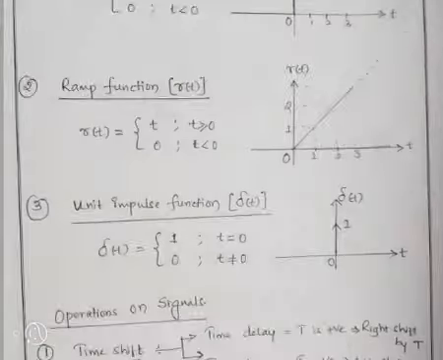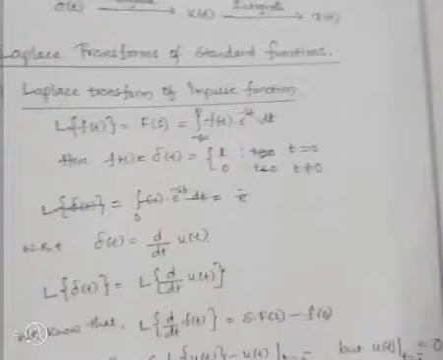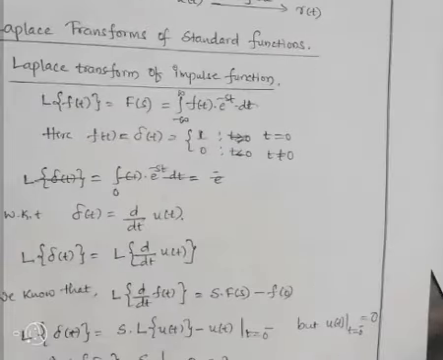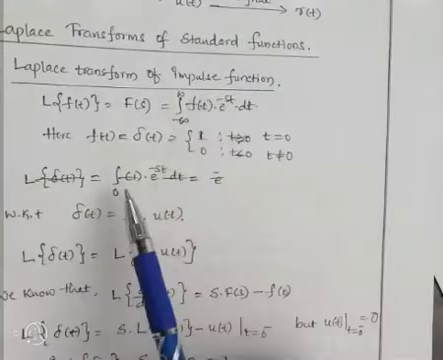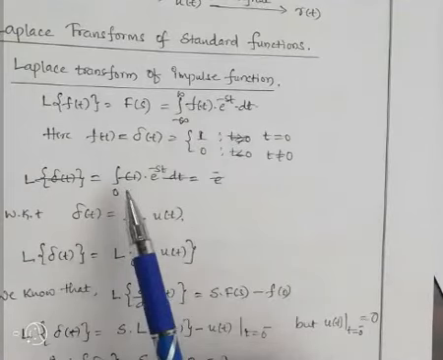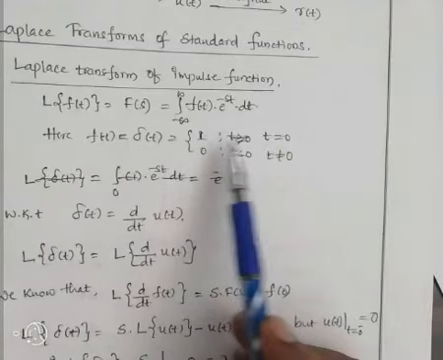Okay, one more standard function, that is the Laplace transform of the impulse function. Find the Laplace transform of the impulse function. Impulse function is delta of t. F of t equal to delta of t. Delta of t is 1 at time t equal to 0.